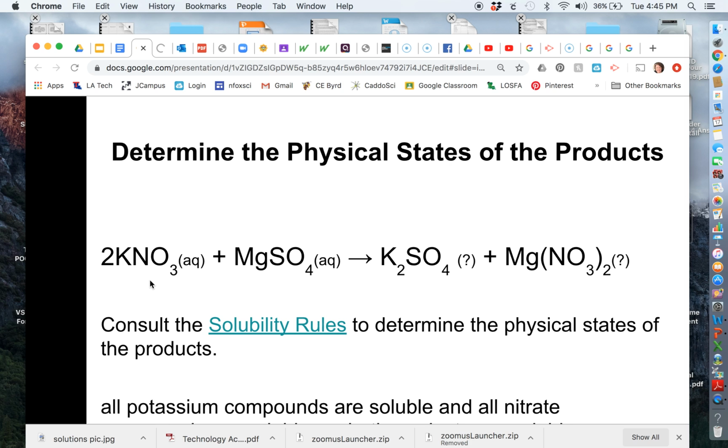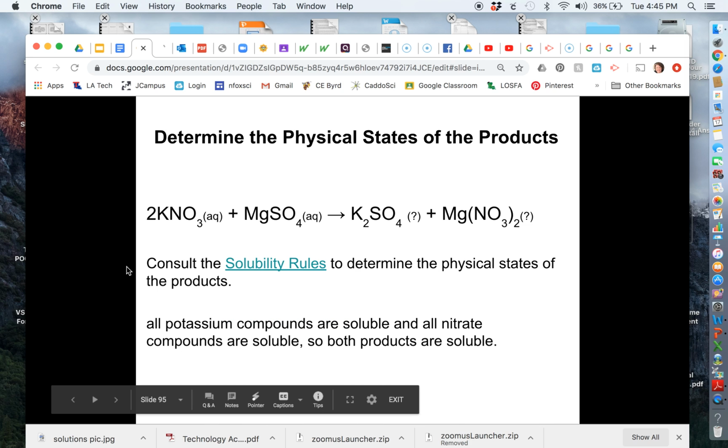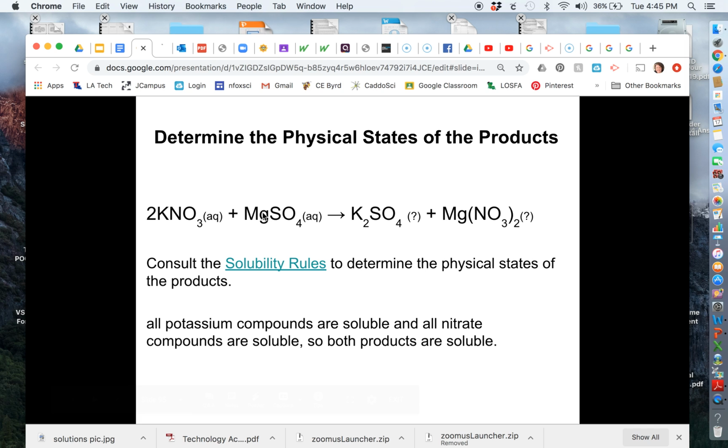Looking at these compounds, we have potassium nitrate and magnesium sulfate. Magnesium and potassium switch places, double replacement. When potassium forms a compound with sulfate, we need 2 potassiums because each of them is a +1 and sulfate is a -2. Magnesium is a +2 and nitrate is a -1, so we need a 1:2 ratio of magnesium to nitrate.